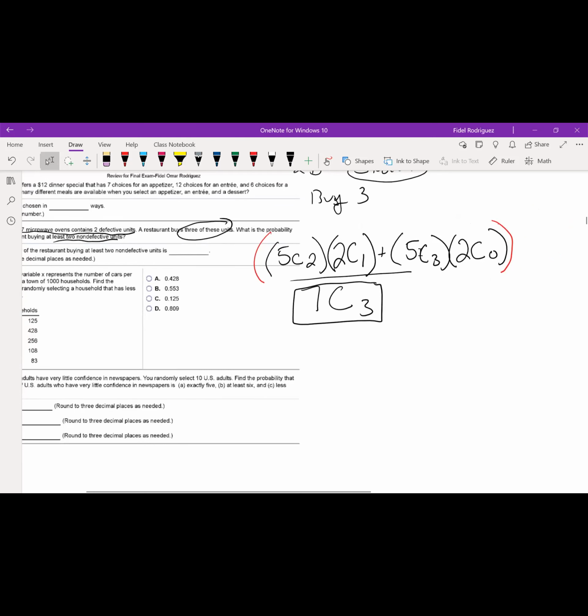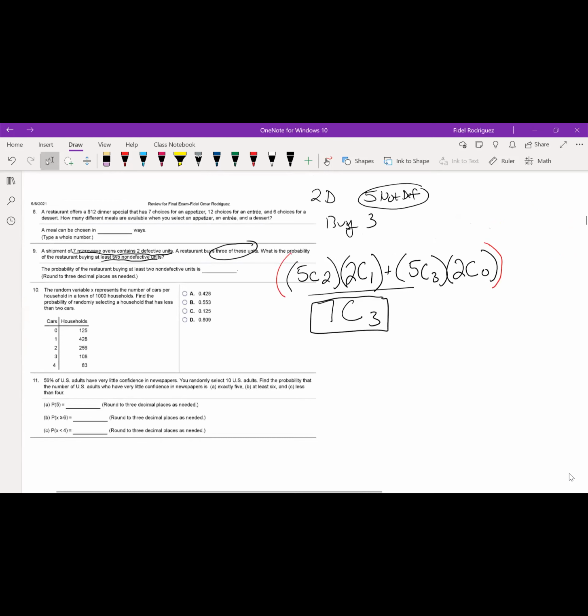Okay, yeah. So think about it this way. Remember how many we're going to buy? We're going to buy 3, right? These are great questions, I'm glad you're asking me. So guys, we're going to buy 3. And remember how many we have total? We have a total of 7, right? Out of those 7, 2 of them are defective, 5 are not defective, right?